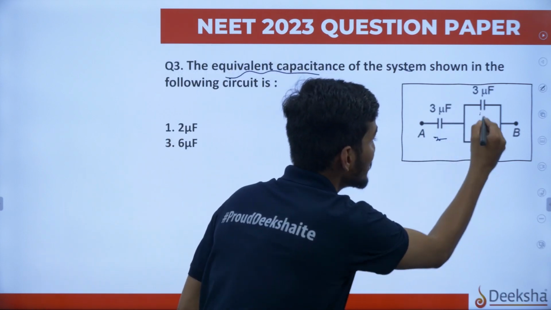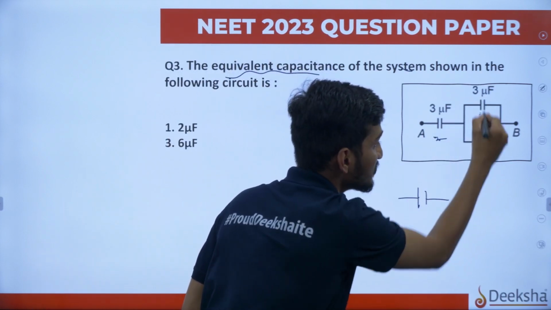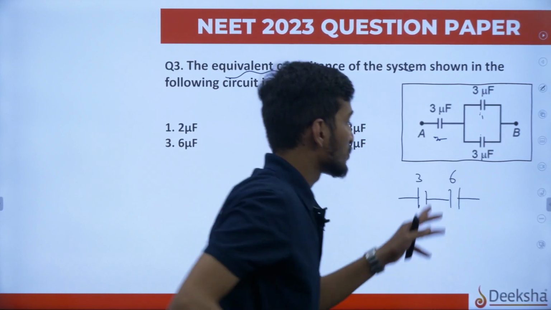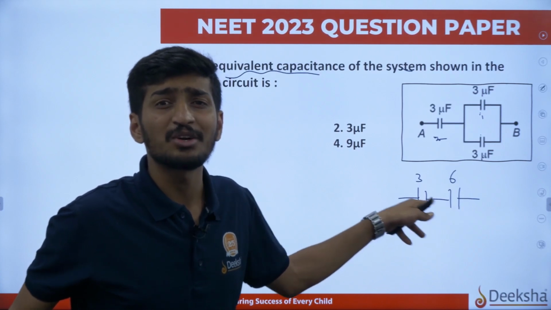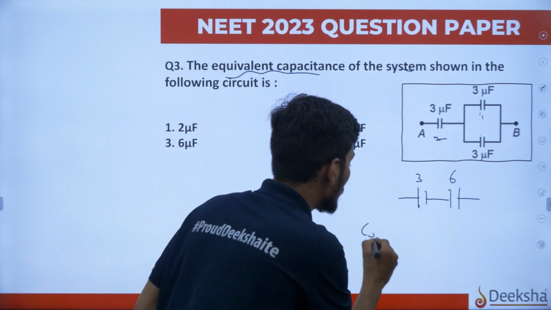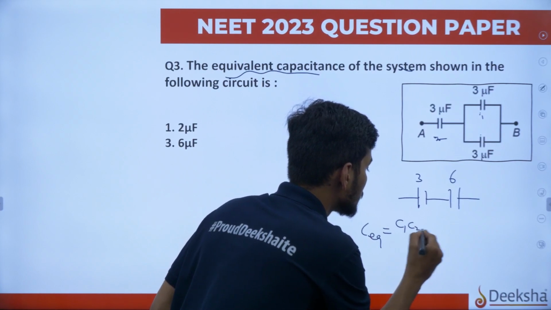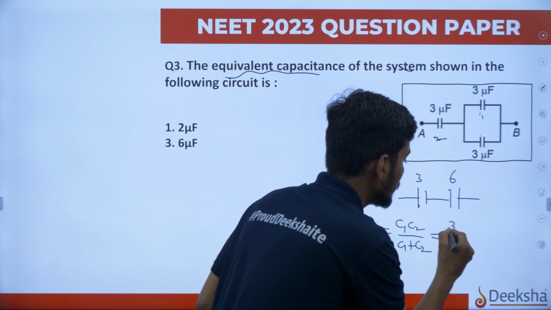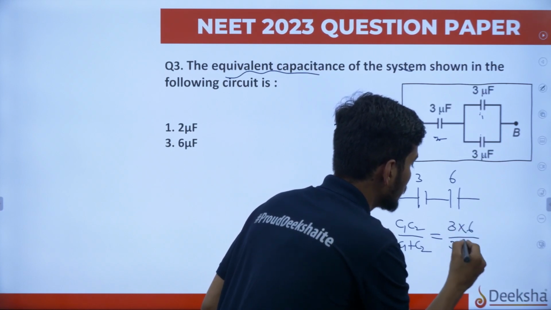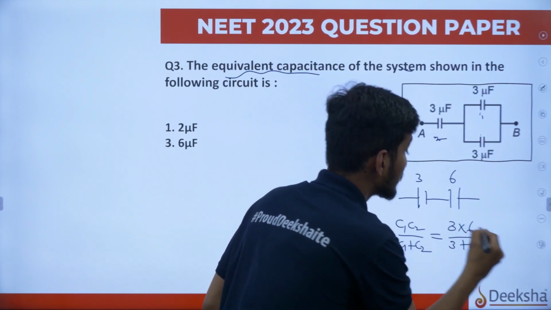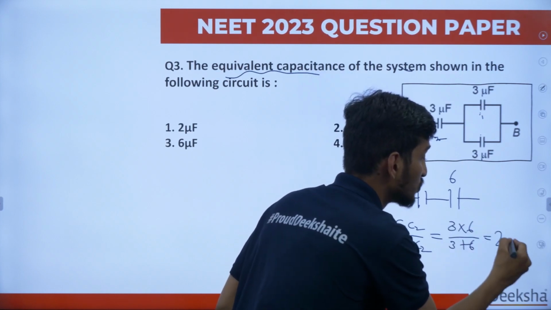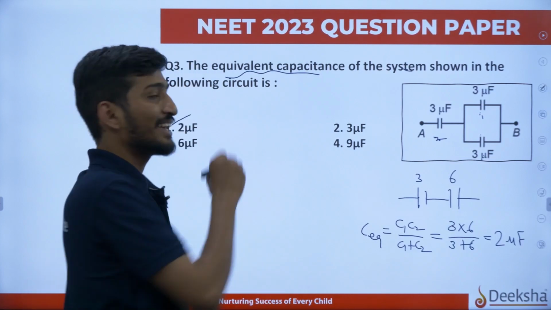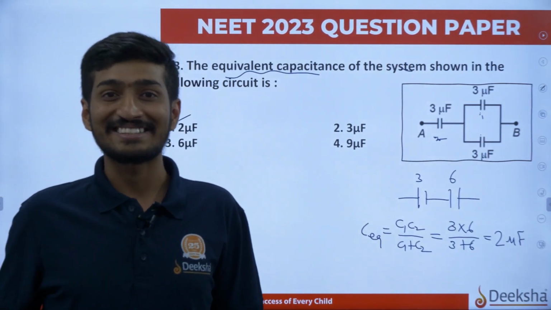So, for these two, I can just say the equivalent would be C1 plus C2, 3 plus 3, that's 6, and then 3. So all I have to do now is just calculate the equivalent of these two. In series, there's a direct formula for C equivalent, and that is C1 C2 by C1 plus C2. Simple stuff. 3 into 6 by 3 plus 6. If you do the calculation, that's 18 by 9 or 2 microfarad. That should be the answer. Let's check the option. Option number A or option number 1 should be the correct answer.